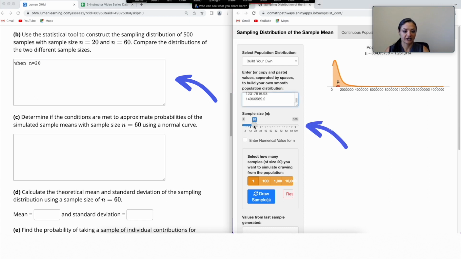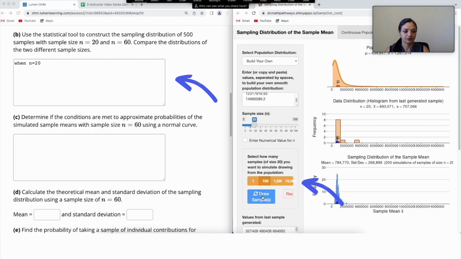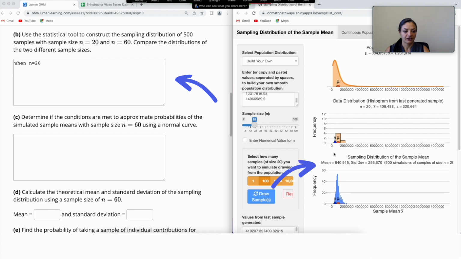So let's go here. We'll put in our 20. And then I want 500 samples with that size. So I can only go in sample sizes of 1, 100, 1,000, or 10,000. So I'm going to hit this 5 times. 1, 2, 3, 4, 5. So here is the sampling distribution of the sample means.